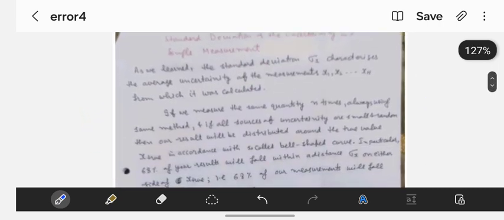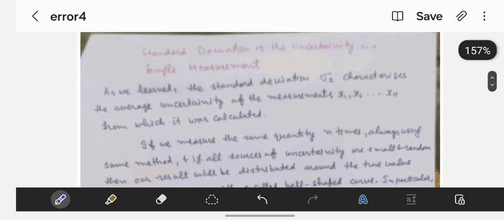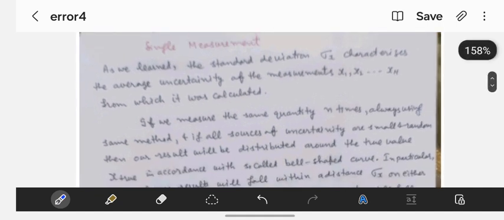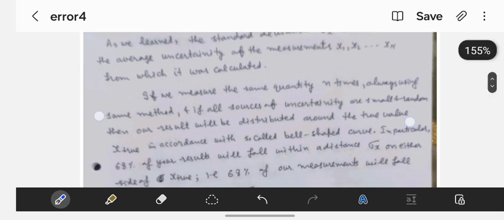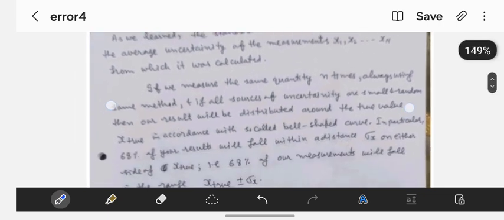Now the physical significance. I hope it is clear. Just try to focus because this PDF is blurred actually. So I'm describing standard deviation as the uncertainty in a single measurement. So what does the standard deviation mean? As we learned, the standard deviation sigma x characterizes the average uncertainty of the measurements x1, x2, xn from which it was calculated. So it is nothing but the deviation from the measurements.